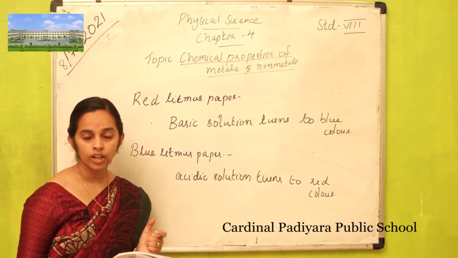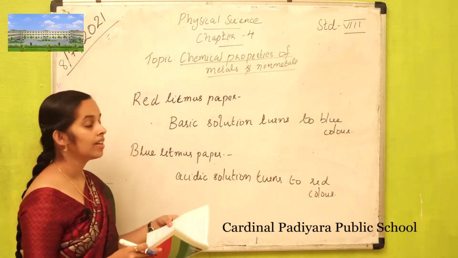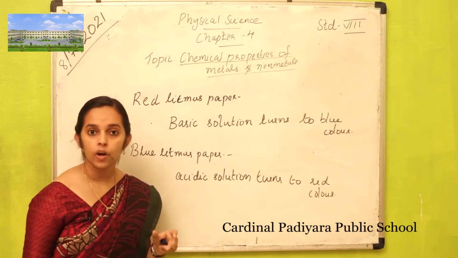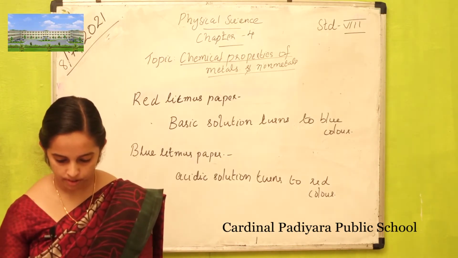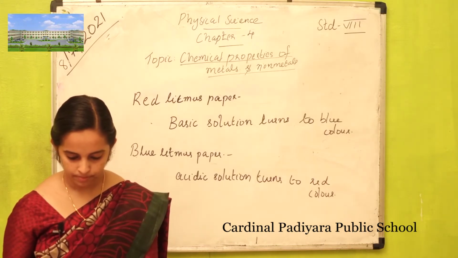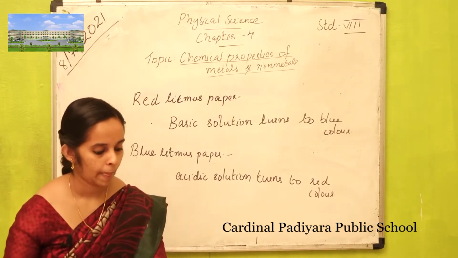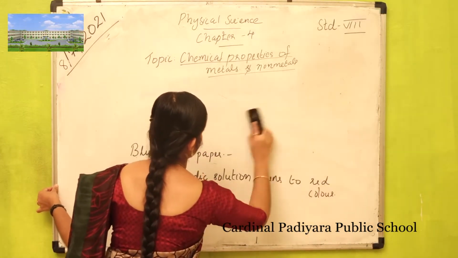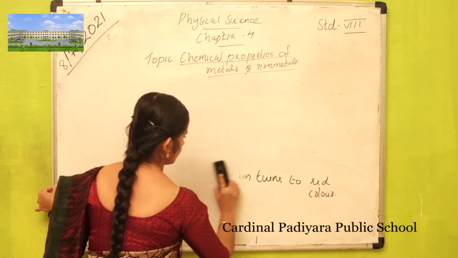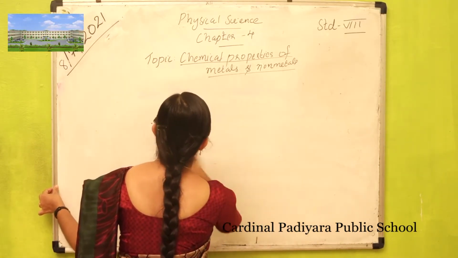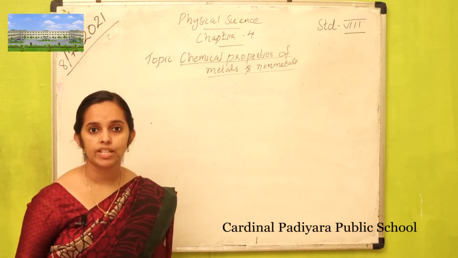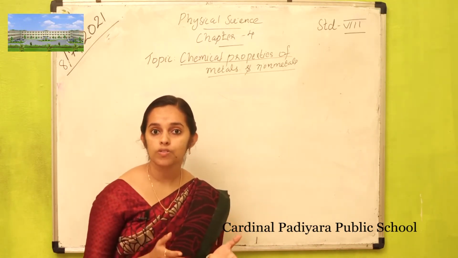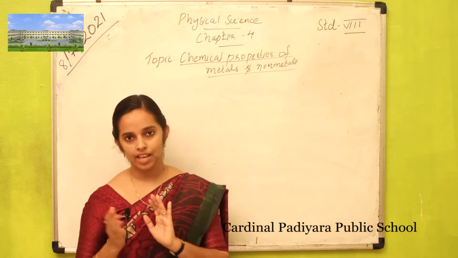Is it clear for you? This is to be kept in your mind before we go to the chemical properties of metals and non-metals. Now we are moving to that. Chemical properties of metals and non-metals means we are reacting our metals with oxygen, water, acid, bases, etc.